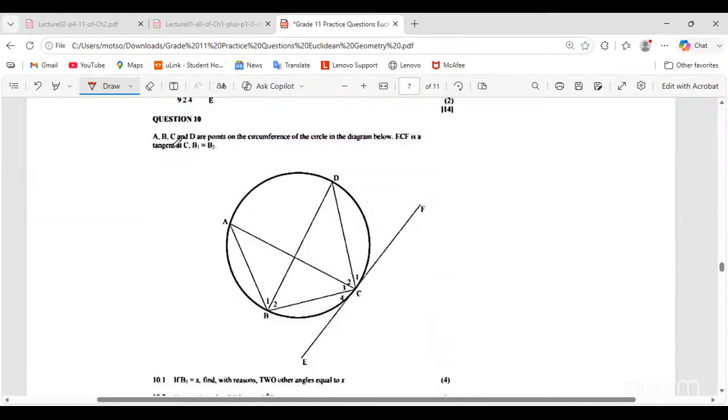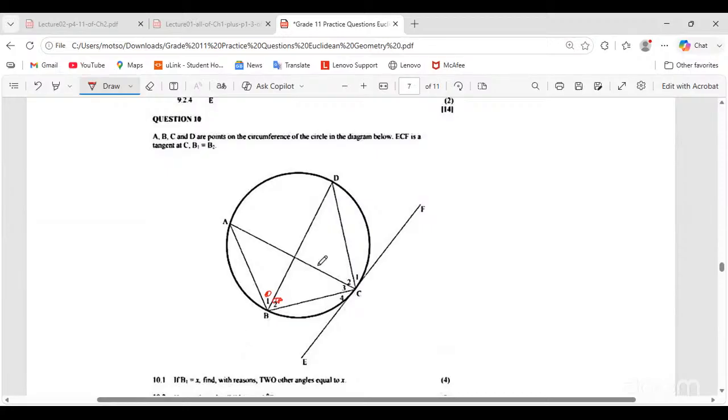We will start by reading the statements that we are given. They say to us, points A, B, C, and D are points on the circumference of the circle in the diagram below. ECF is a tangent at C. This ECF touches the circle at C. Now, angle B1 is equal to angle B2. We need to mark that this angle is equal to this angle.